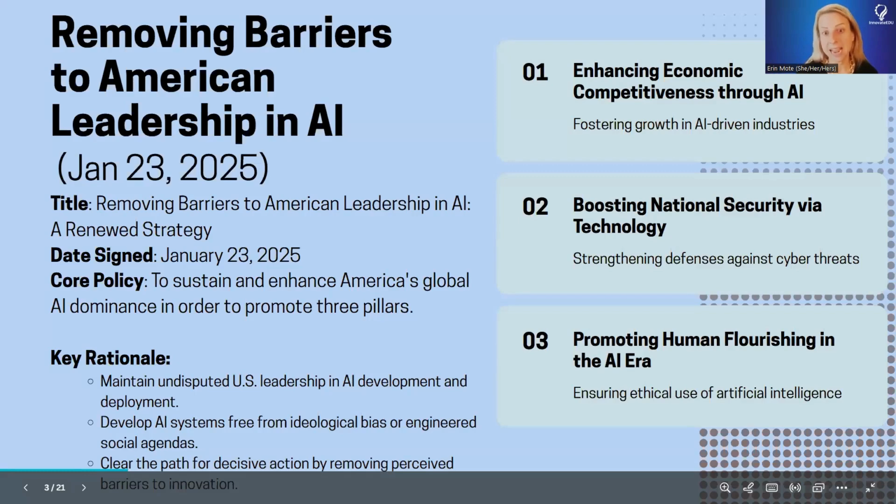2, how do you boost national security with AI and with technology? And so in particular, that AI EO from January 23rd, just 3 days after inauguration, really focused on the national security focus for AI. And the 3rd, which for us in education is a welcome set of language around how do we promote human flourishing in an AI era. And so how do we think about ensuring the ethical use of AI in this space? This policy was really around maintaining global dominance in these 3 pillars and ensuring that the US had a leadership role. Next slide.